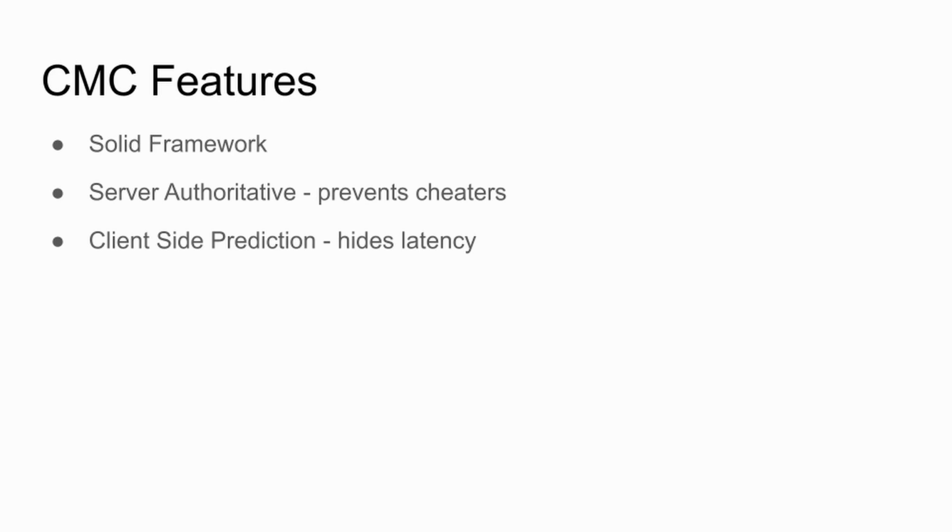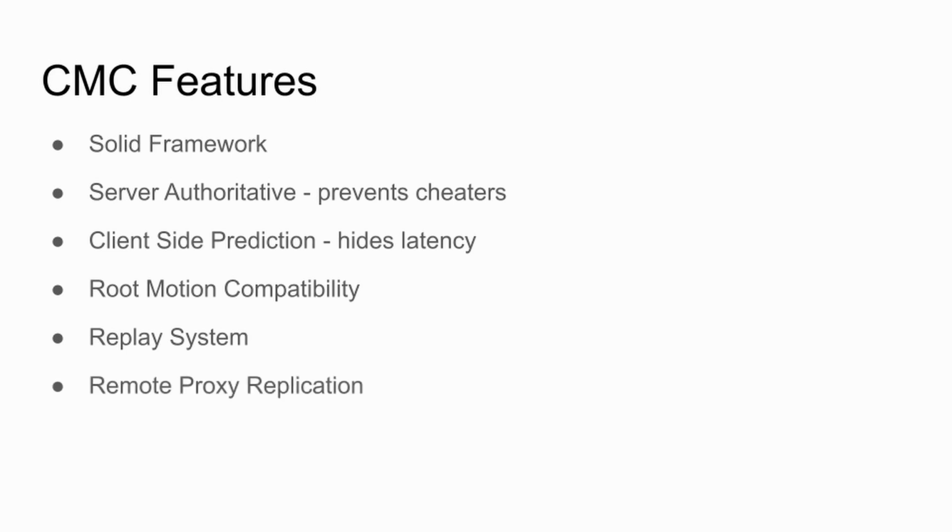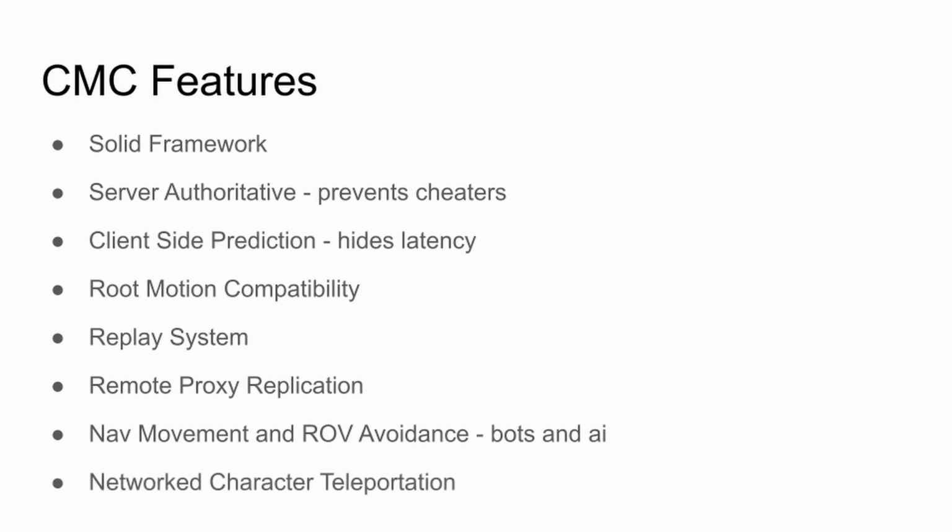In addition, there are several features such as root motion compatibility, which allows you to temporarily use root motion animations to control the position of your character. There's replay compatibility, which makes character movement captured by the replay system. Remote proxy replication just means that non-locally controlled clients' positions will be replicated automatically via the CMC. Then there's RVO nav movement and RVO avoidance, which is useful if your game has bots which need to move over nav meshes. Teleportation is just an out-of-the-box, fully implemented and networked feature, which is quite a quality of life if you have any sort of teleporting in your game.